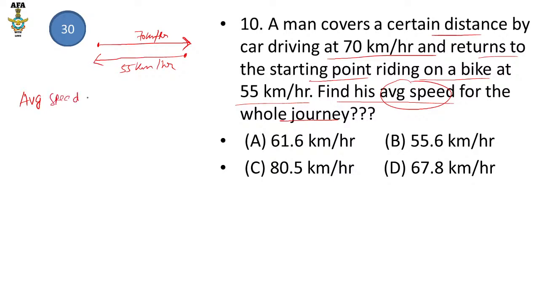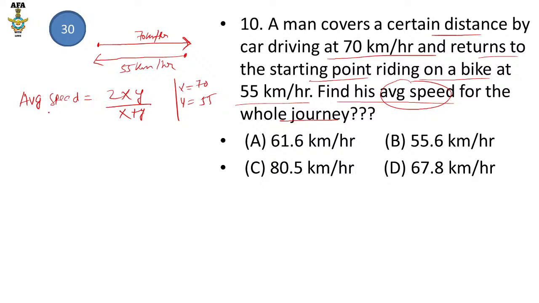Average speed is equal to 2xy by x plus y, where x and y are the speeds in kilometer per hour or meter per second, whatever the speed is given. What is the value of x over here? X is 70 and y is 55. That is kilometer per hour, this is also kilometer per hour.